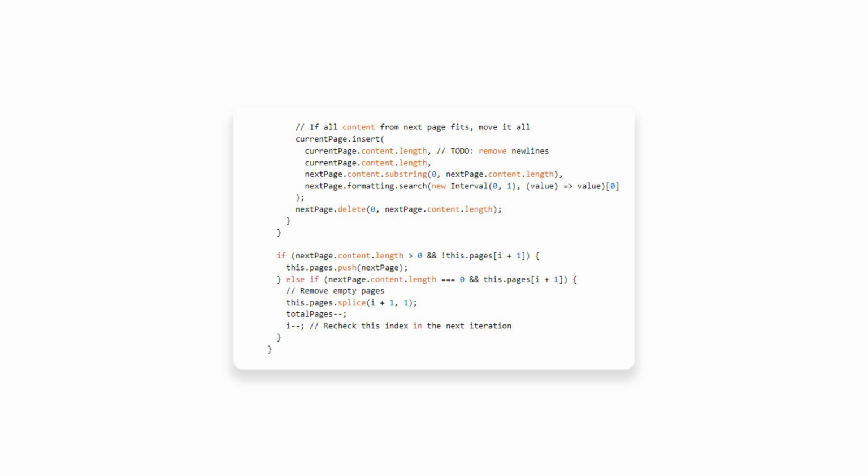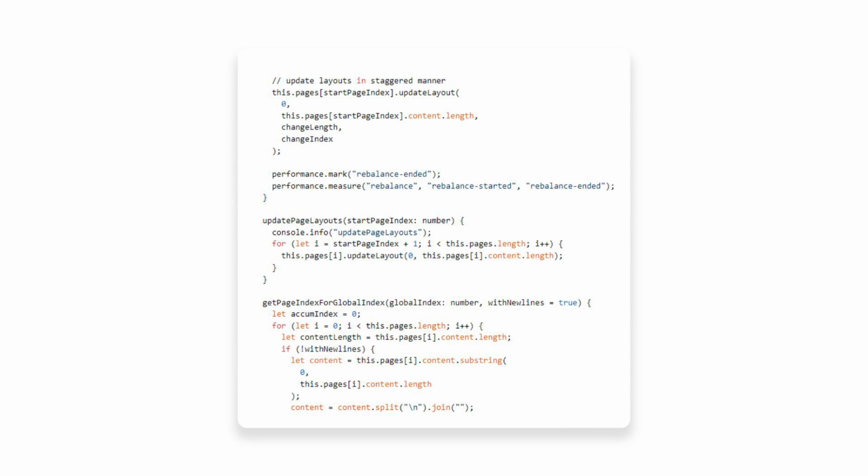2. Page management. If the next page still contains content and there isn't already a subsequent page, i+1, it pushes the next page onto the this.pages array. Conversely, if the next page is empty, but there is a subsequent page, it removes the empty next page from the array, decrements the total pages, and adjusts the loop index, i, to ensure proper reevaluation in the next iteration. This succinctly manages the pagination and content flow, ensuring that pages are appropriately populated and cleaned up based on their content.